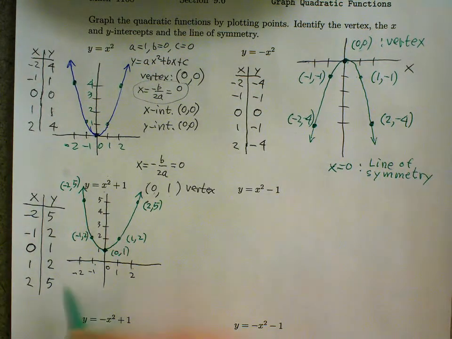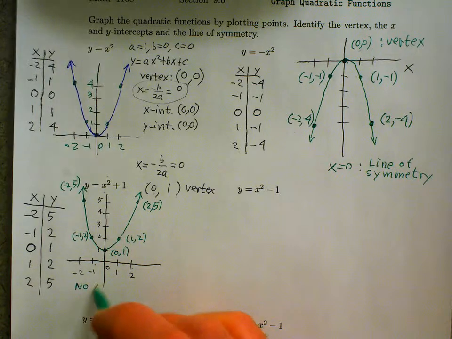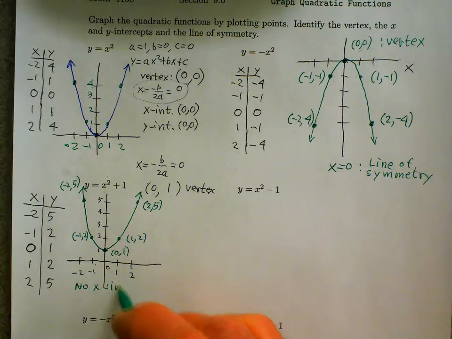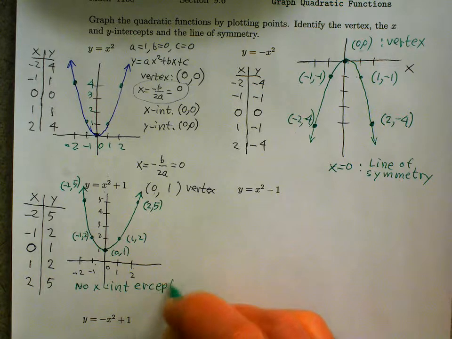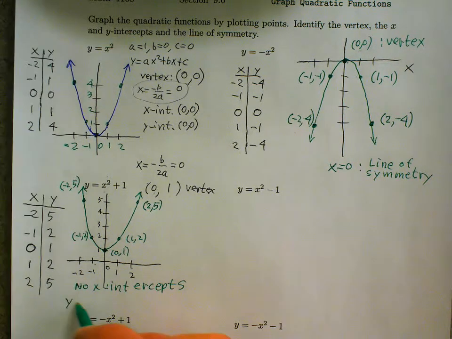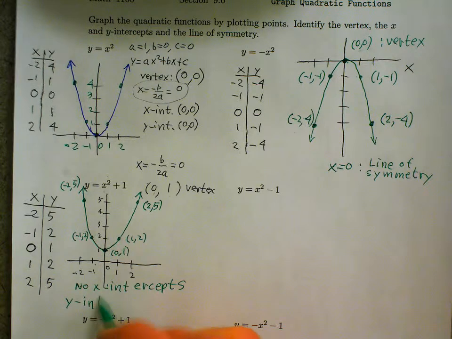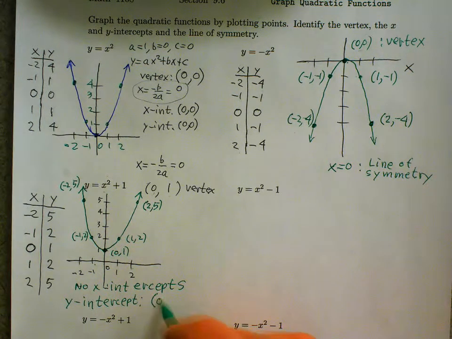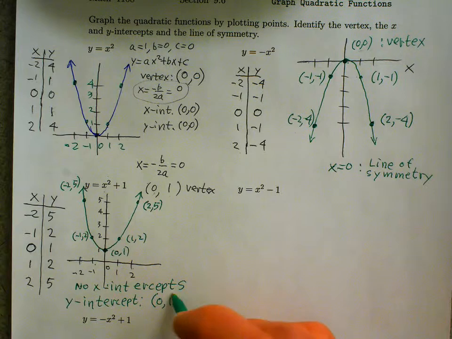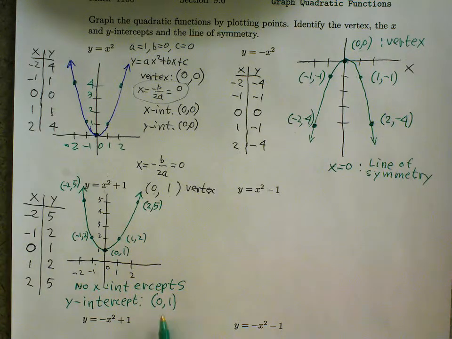So observe that there are no x-intercepts. But we always have a y-intercept. The y-intercept occurs when x is 0, and 0, 1 is the y-intercept, and it's also the vertex.